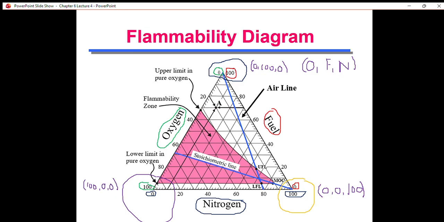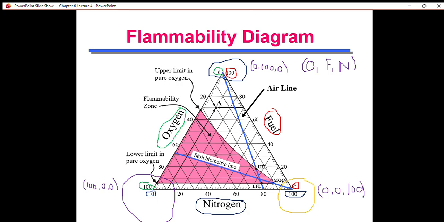So I can represent the concentration of all three elements in one point. Each point has three different concentrations: one for fuel, one for oxygen, and one for nitrogen. The bottom line is that the summation of all these concentrations must be equal to 100%, or 1.